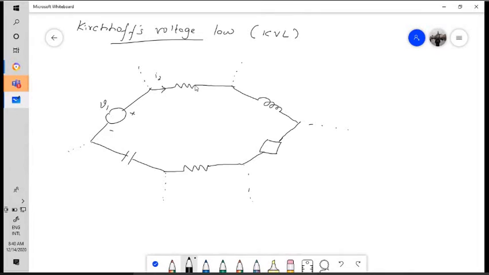This is the current I2 that is flowing through the resistance 5 ohm, and let V2 be the voltage drop across this resistance, and let's say we have a voltage drop V3 across this inductor, which has value 1 Henry, and you have a dependent voltage source here.